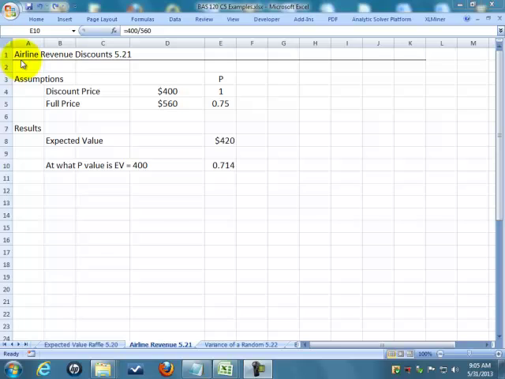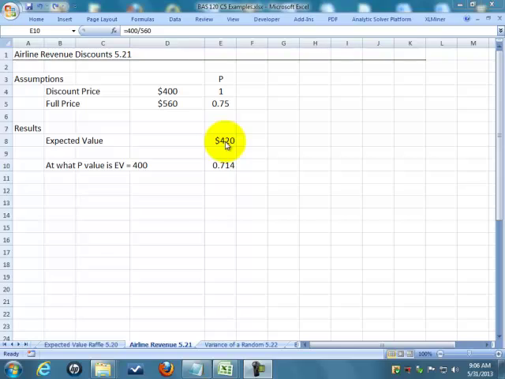We're on Chapter 5, and let's talk about how the airline industry, example 5.21, might use expected value to help their business. Now, it's a little more complicated than this, but for simplicity purposes, let's assume that they have full price tickets at $560 and discounted tickets at $400. And let's assume that if they discount the tickets, the probability of selling them is 100%. They'll have no problem selling them at the discounted price. And the probability of selling them at full price is 75%. Now, should they discount them?